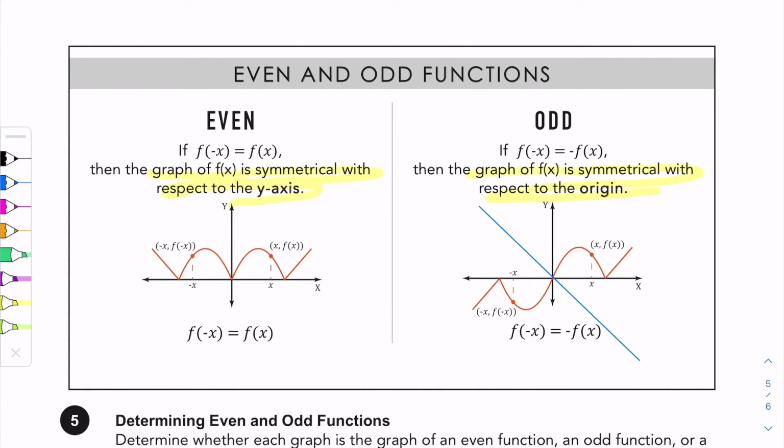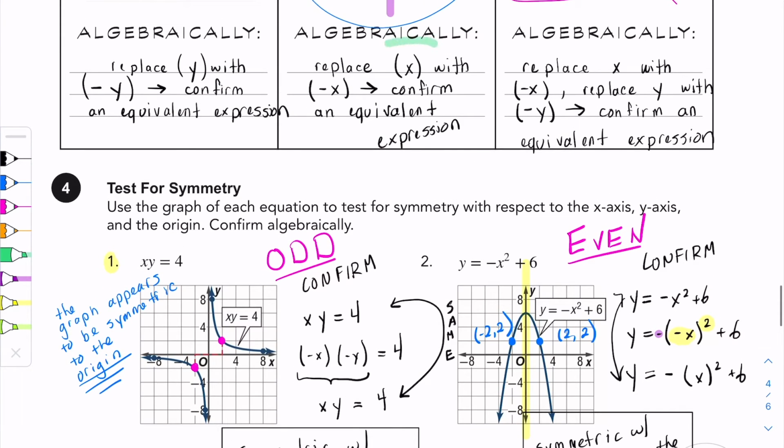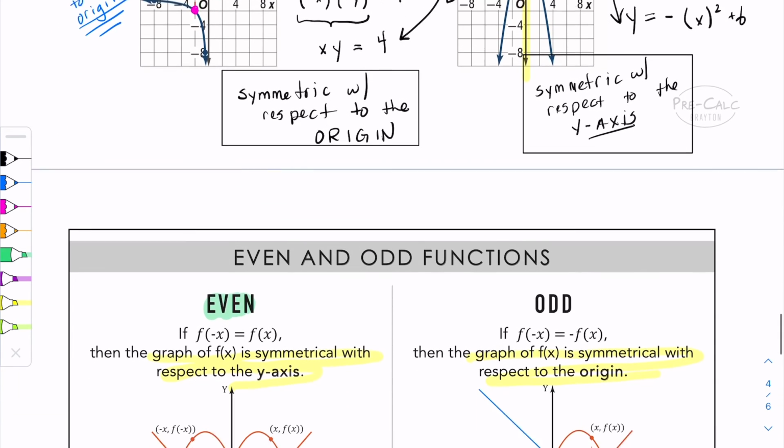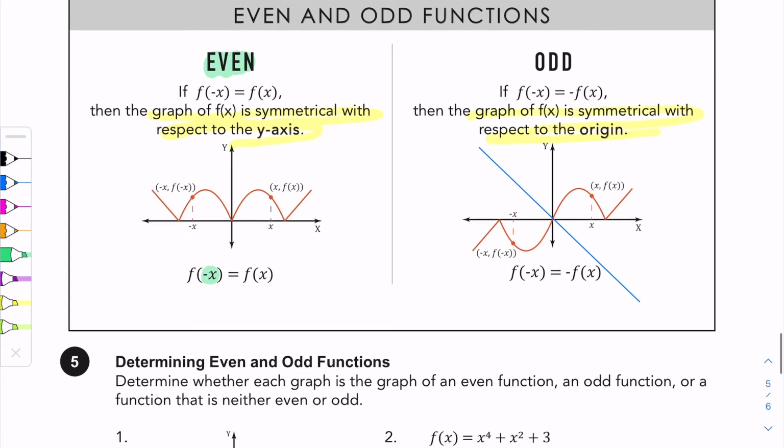So from the chart above, or from the graphs we just looked at, recall that an even function algebraically can be determined if you replace x with negative x and confirm that the expression is the same, or it's an equivalent expression to what you started with. So you replace x with negative x and you prove that it comes out to be the same as what you started with.